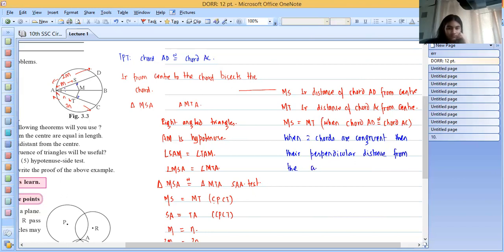From the center of the circle, their respective perpendicular distances from the center of the circle are equal.